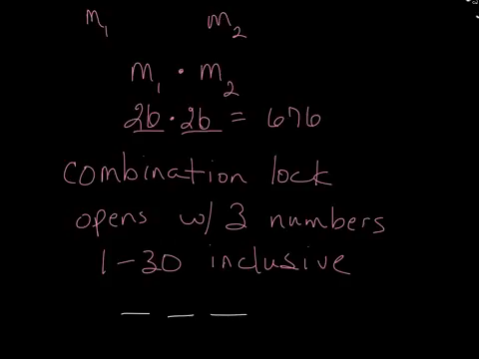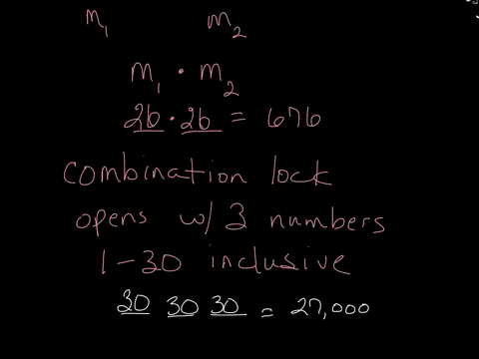How many choices do I have for the first number? 30. How many choices do I have for the second number? 30. And how many choices for the third number? 30. So this is going to be 27,000 different possible combinations just with 3 numbers from 1 to 30.